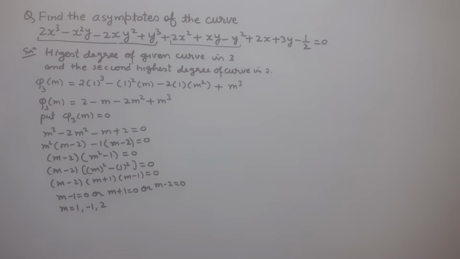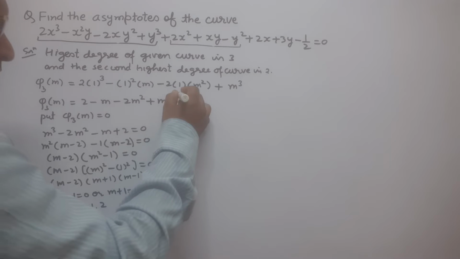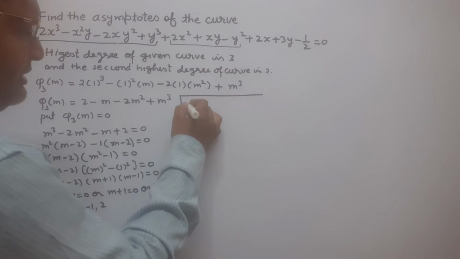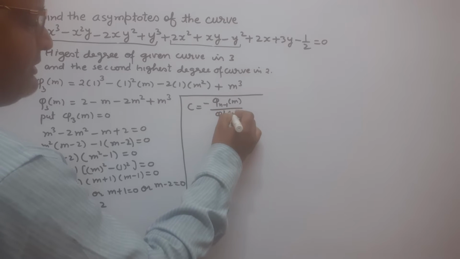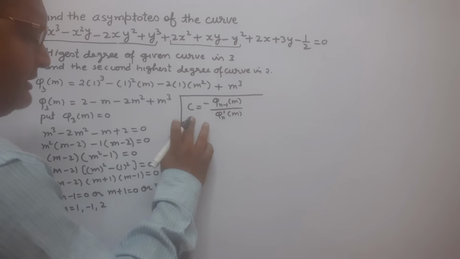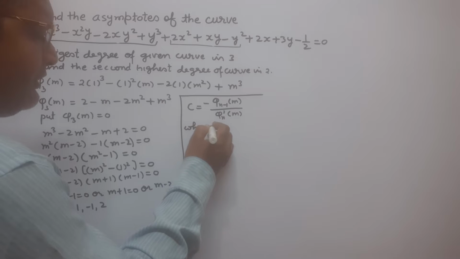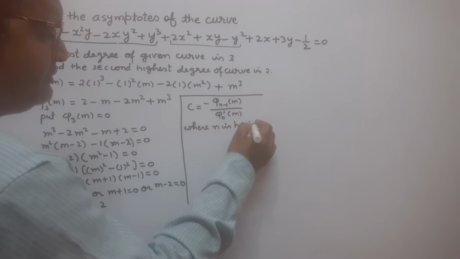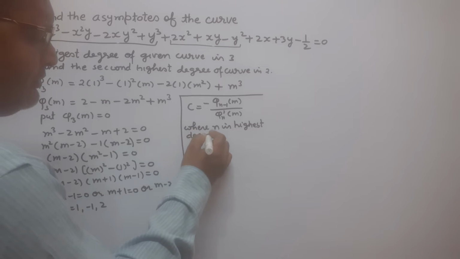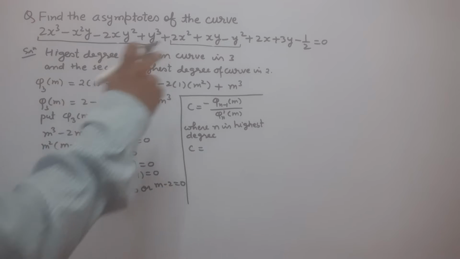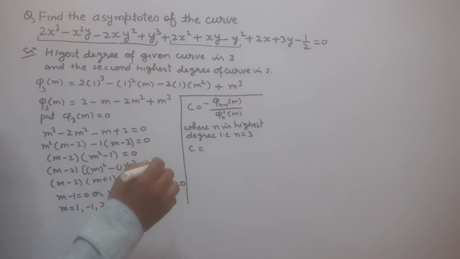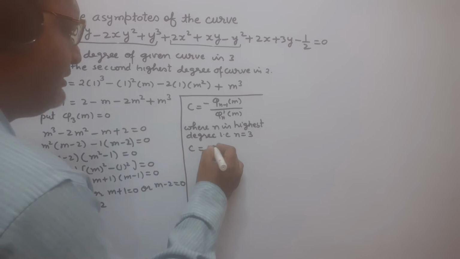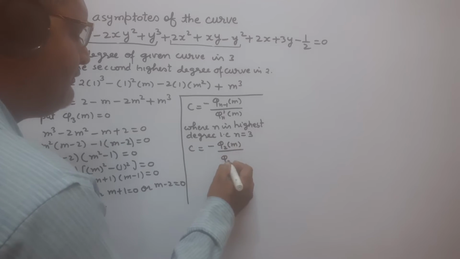Now we find the value of c corresponding to m equal to 1, minus 1 and 2. We know that the formula for c is equal to minus phi n minus 1 m divided by phi n dash m, where n is the highest degree of the given curve. Here the highest degree is 3, so in place of n we put n equal to 3. So we get minus phi 2m divided by phi 3 dash m.